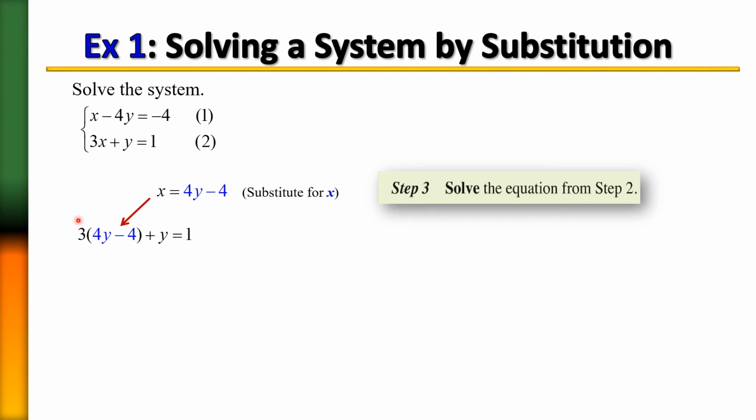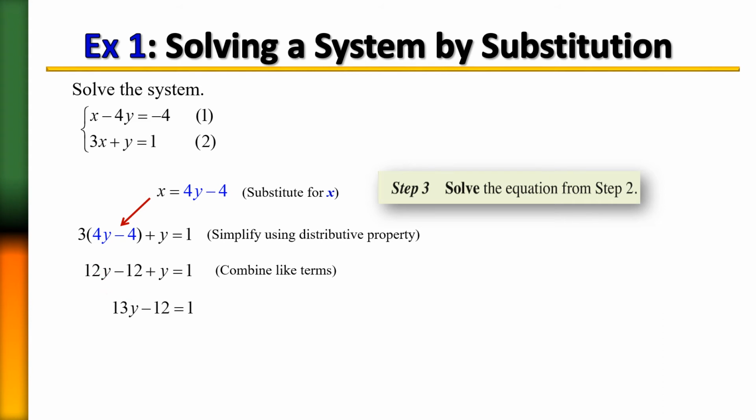We're going to multiply 3 times 4y, and then 3 times -4. We're going to bring everything else down. Our next step to solving this equation is to combine like terms. 12y plus 1y equals 13y. Bring everything else down.